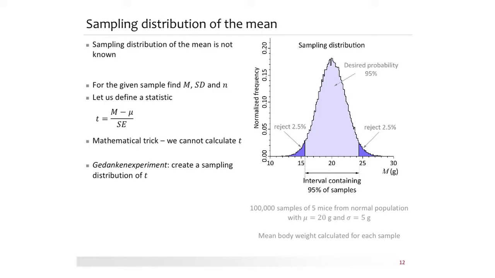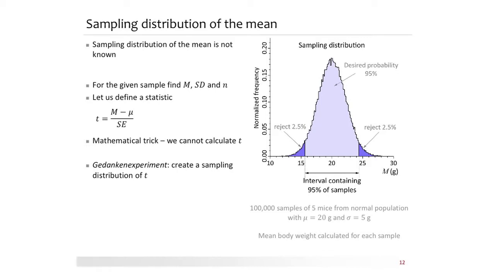Now, this is only a mathematical trick. You can't find the actual value of T because you don't know the population mean. However, we'll come back, reverse this, and find some constraints on the mean by this. But before we get there, let's continue our Gedanken experiment and create a sampling distribution of T.